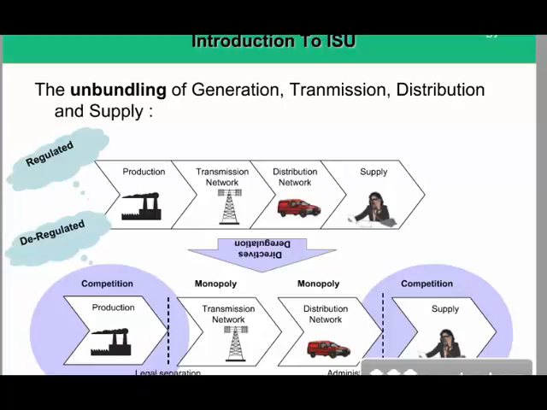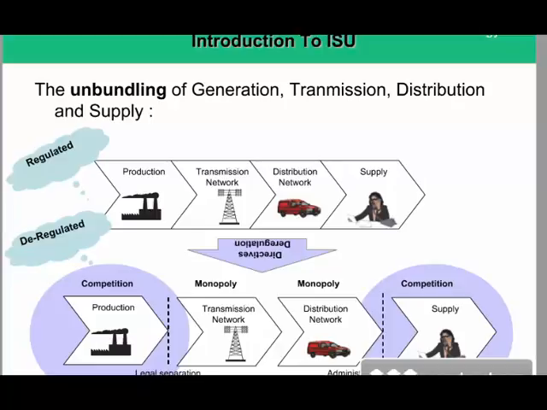Let us understand what a regulated and deregulated market is. A regulated market is where basically production, distribution, transmission, and supply, the whole value chain of the utility, is handled by a single entity. Most of the time it is the government, which is the producer, and also the distributor, and also the supplier. But in a deregulated market, there is competition involved.